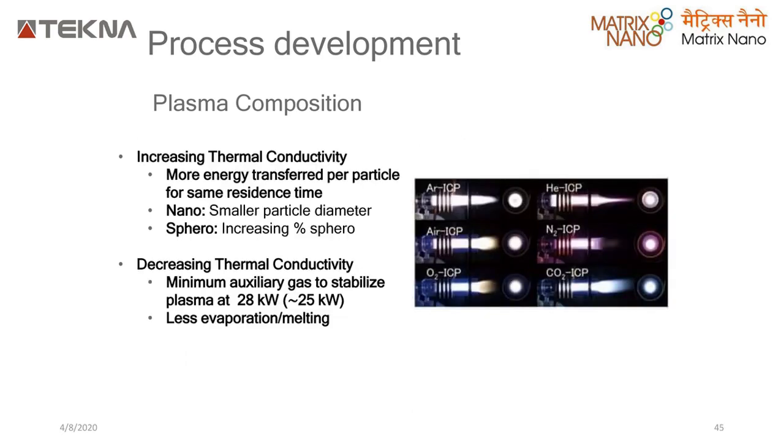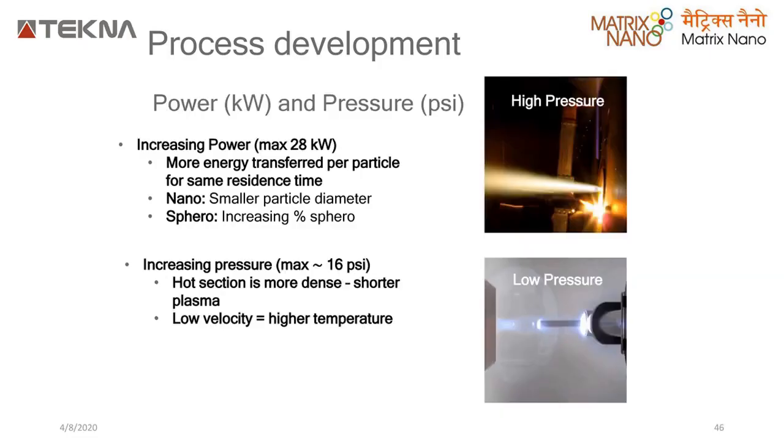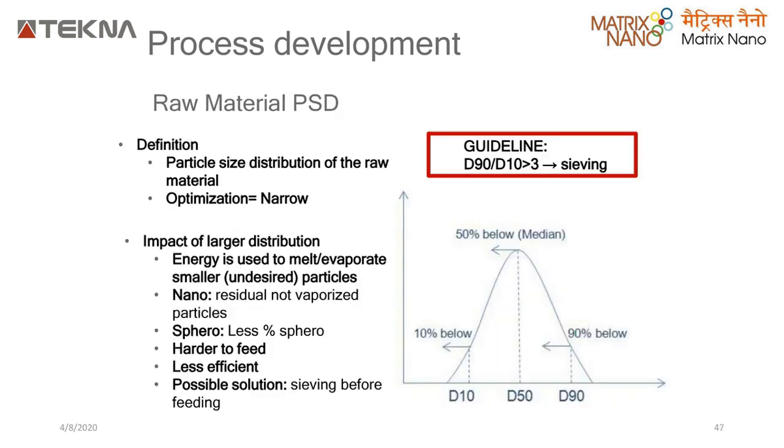Then, how is your plasma gas composition affecting your thermal conductivity? If you're increasing the thermal conductivity, how does your plasma look: only argon plasma, only helium, nitrogen, air, oxygen. I've put some pictures of these plasma gases here. Then there's the effect of power and machine pressure. Then your raw material, the PSD you have.